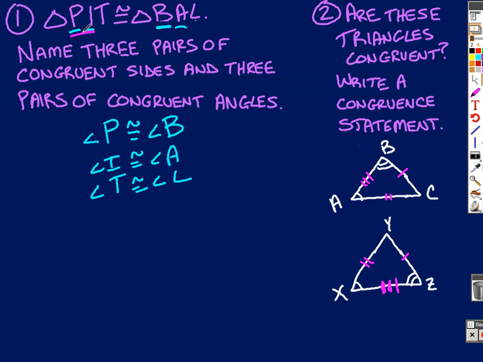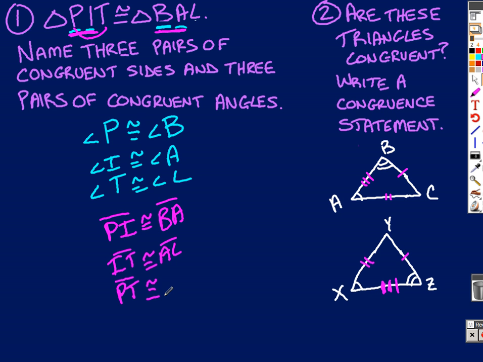Now, I can do the same looking at the sides. So the first side I can look at here is side PI. They are the first two letters in that triangle, so we'll look at the first two in the second triangle. BA is the side that is congruent to it. Similarly, I can do IT, the second two letters. It must be congruent to AL. And if I do PT, which is the first and third, then it must be the first and third of the second one as well, which is BL, like so. So that's how you can find your three pairs of angles and three pairs of sides that are congruent.